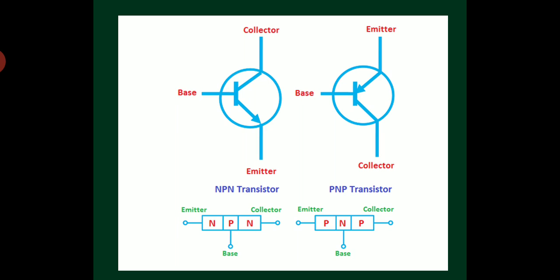So for a PNP transistor, the arrow mark is pointed inside, towards the base, towards the inside of the transistor. Always the arrow mark must be represented on the emitter terminal only. And for an NPN transistor, the arrow mark is towards the outside of the transistor. NPN is not pointed in, which means it is pointed outside.